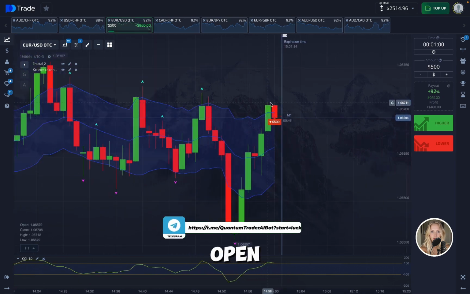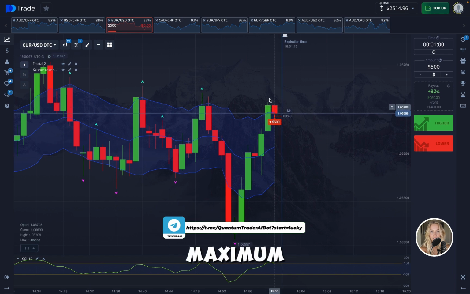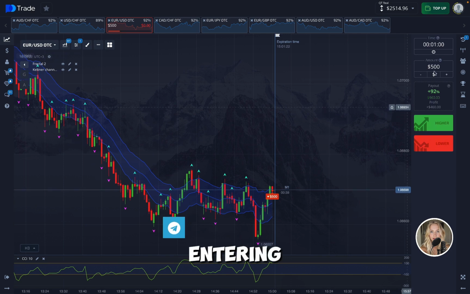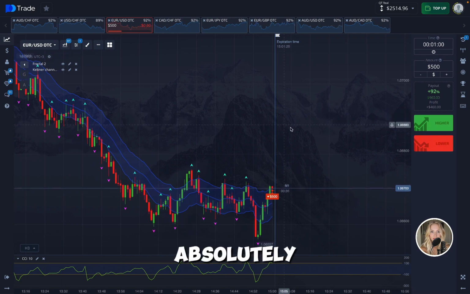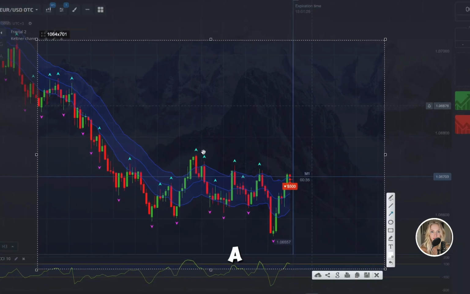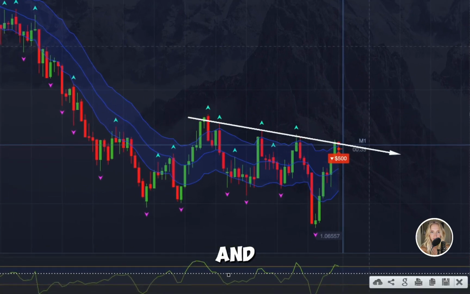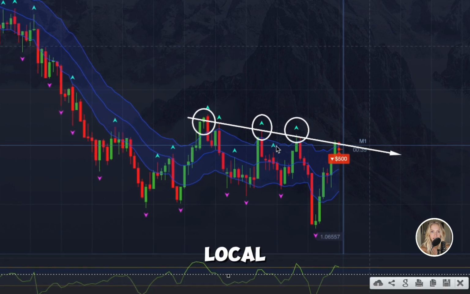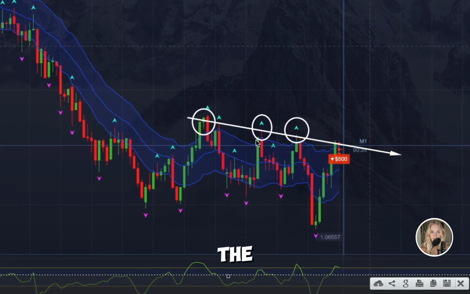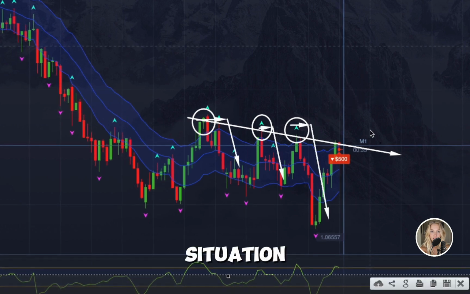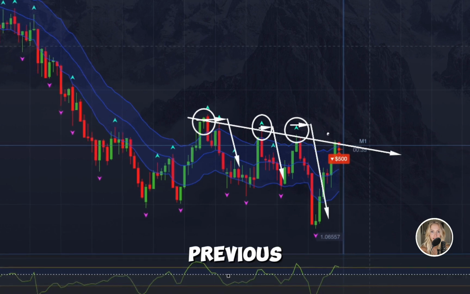I wanted to open directly at the formation of a local maximum at this point, several levels higher. But in general, the logic of entering this trade here is also absolutely correct. We are opening in the direction of the trend. We have a downward trend. And here you can even notice a slight consistency after the formation of new local highs. In each section of the movement, there was a touch of the upper moving average. Our movement dynamics immediately went down, and this situation should logically be similar to the previous ones.